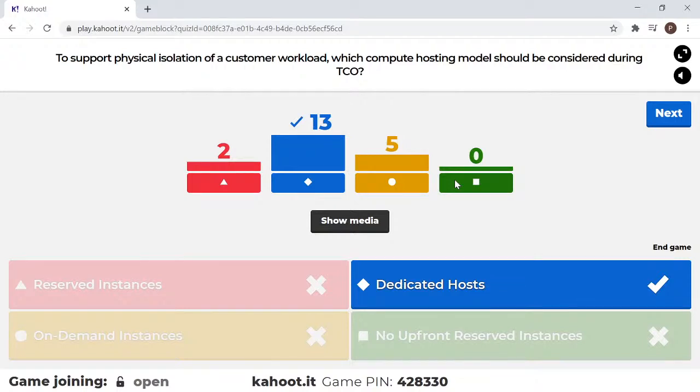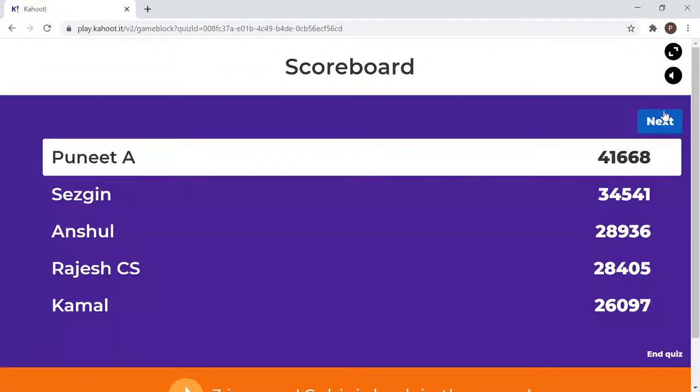Yeah, again, most of you got it right. It is dedicated host because it's a physical isolation of customer workload. You need a specific physical server, and that is why dedicated host is the right answer. As I said before, reserved instances and on-demand instances have a shared tenancy, so you will not have a specific physical server for your own use. Moving on to the next question.